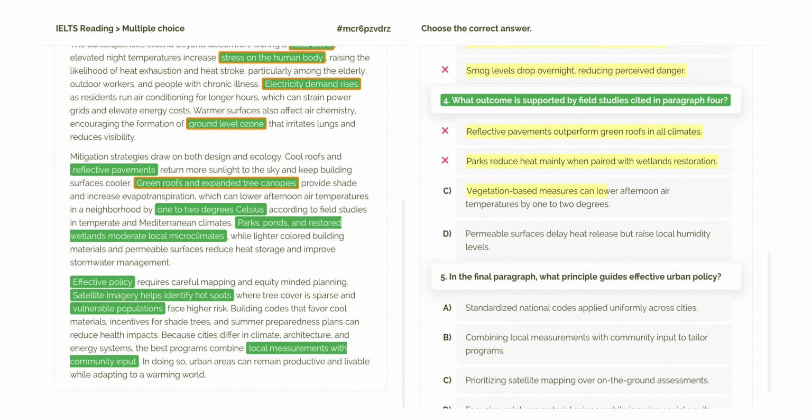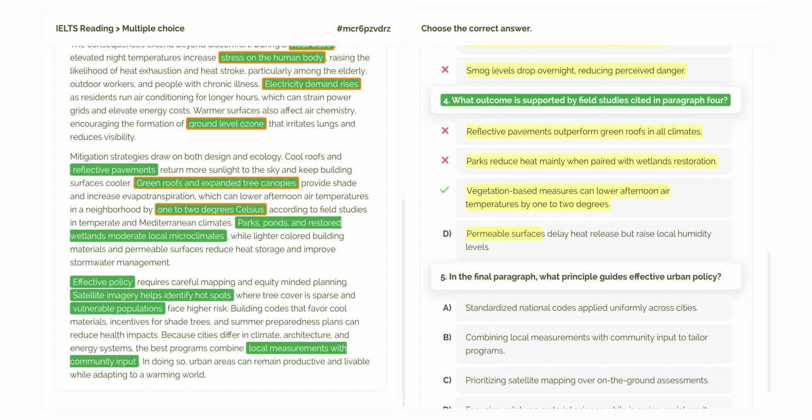Vegetation-based measures can lower afternoon air temperatures by 1 to 2 degrees. Let's find the part about field studies. The paragraph says, green roofs and expanded tree canopies can lower afternoon air temperatures in a neighbourhood by 1 to 2 degrees Celsius, according to field studies. Green roofs and expanded tree canopies are types of vegetation-based measures. The information matches exactly. The temperature drop and the specific number are right there. This option is correct.